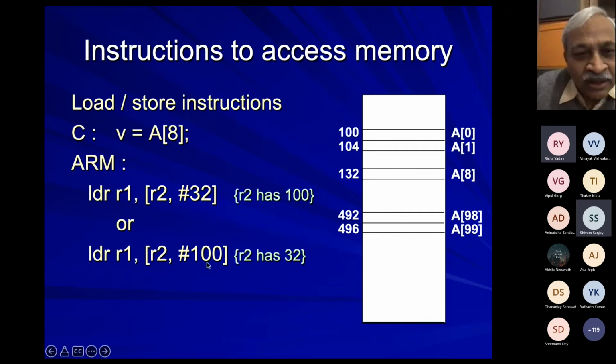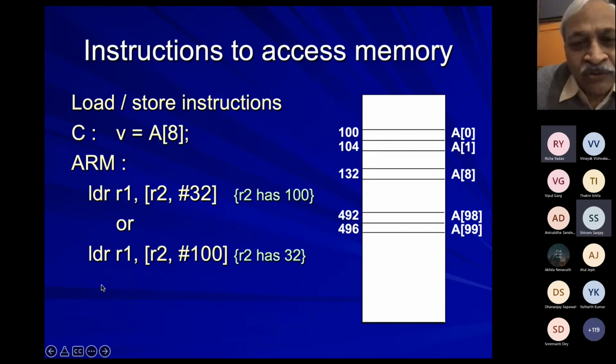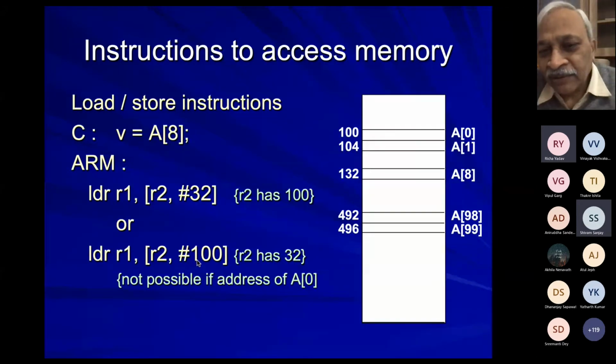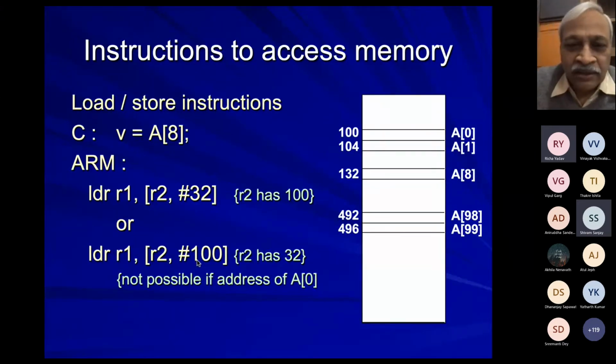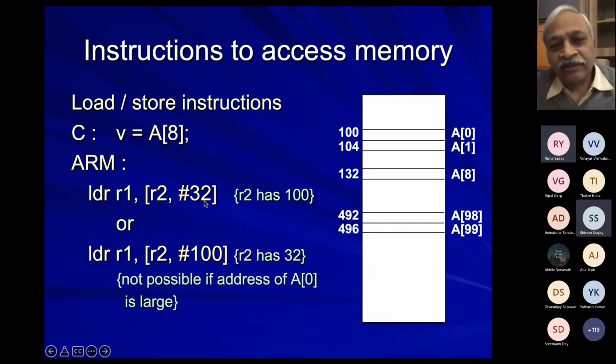You could have done it this way, that R2 has the offset, the register has the offset, and the base is specified as a constant. The problem with this would be that the range of constants you can have within an instruction may be limited. So if the starting address of the array, or the address of A0, is large, then specifying that as a constant may not be feasible. So typically what is done is that the base is put in the register and the offset is put as a constant.